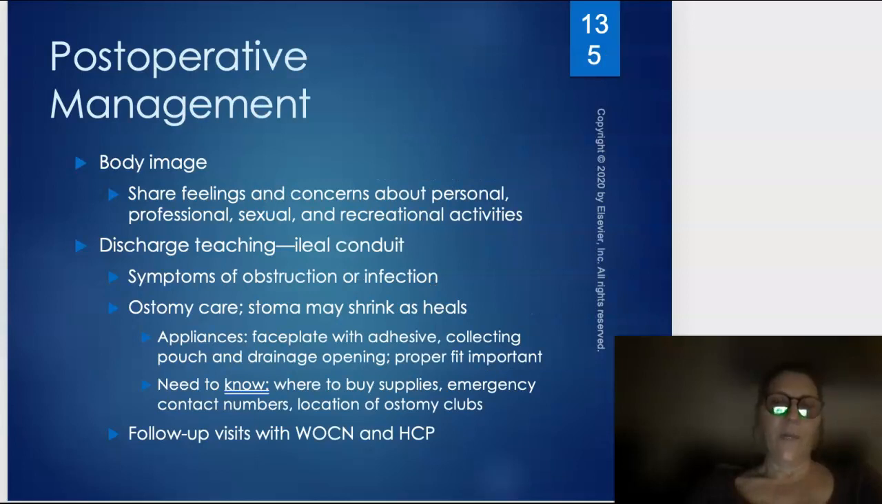Postoperative body image, make sure you talk to them so they can share their feelings and concerns. For discharge teaching, we're going to want to teach them the symptoms of obstruction or infection, ostomy care, and then follow up with their healthcare provider.